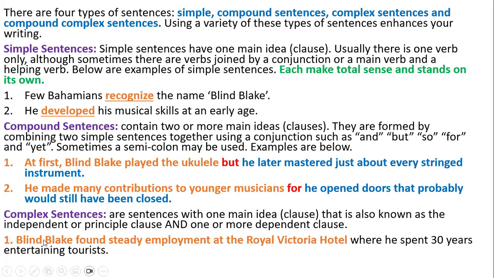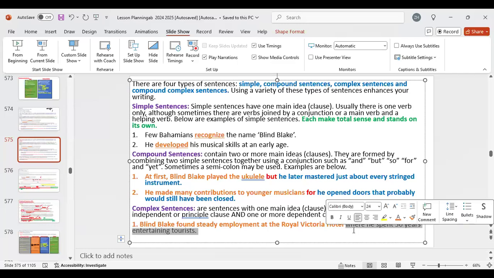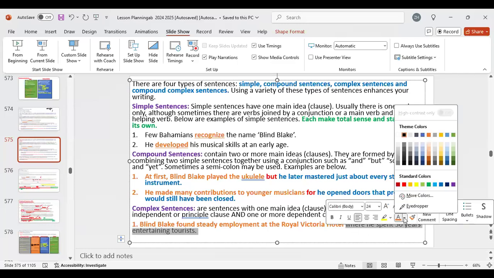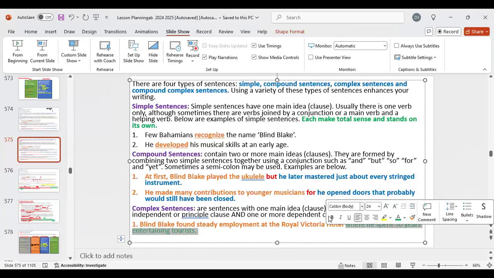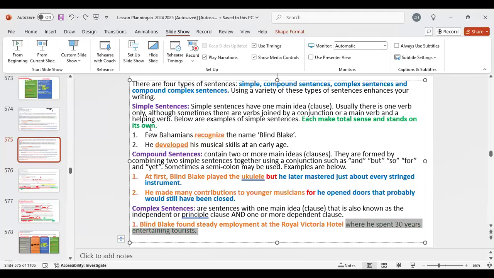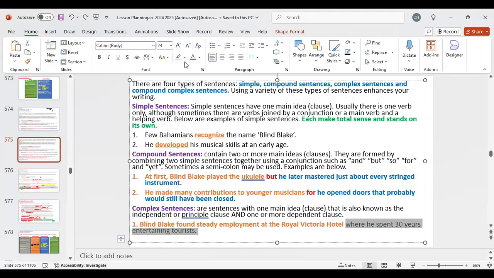Can that sentence stand on its own by itself? Blind Blake found steady employment at the Royal Victoria Hotel. Yes, it can. But the next part, notice it didn't say and, or, but, or for. It says where, which is another indication that you're dealing with a dependent clause. They usually start off with where.